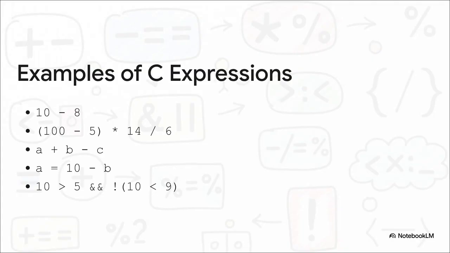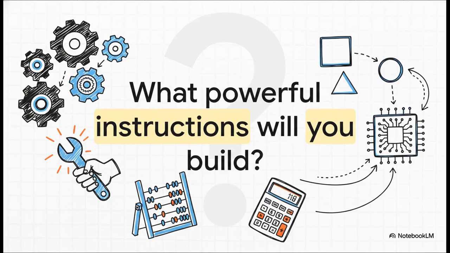And as you can see, they can look really different. 10 minus 8, that's an expression. It boils down to 2. That big complicated thing with parentheses, also an expression. A plus B minus C, yep, an expression. Even an assignment like A equals 10 minus B is an expression because it produces a value. And that last one, the logical one, that's an expression that boils down to either true or false. They're all expressions.